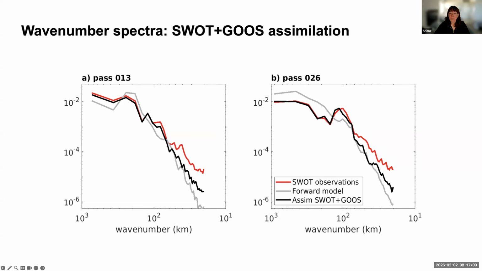And so in both cases, I would argue that the fit between the state estimate and the observations is pretty good up to approximately 70 kilometer. So we fit the larger scales well. We are not resolving the submesoscale at this point, but we're moving in the direction of getting the smaller scales to fit better. Still work in progress.